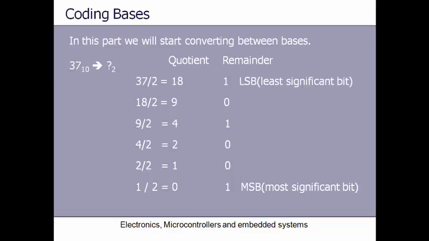So we come back to our calculation. 18 divided by 2 is 9, and we don't have any rest. 9 divided by 2 is 4 and rest 1. 4 divided by 2 is 2, rest 0. 2 divided by 2 is 1, rest 0. And 1 divided by 2 is 0, and the rest is 1. And that 1 will be the most significant bit. So as a result, 37 decimal will be 100101 in binary.